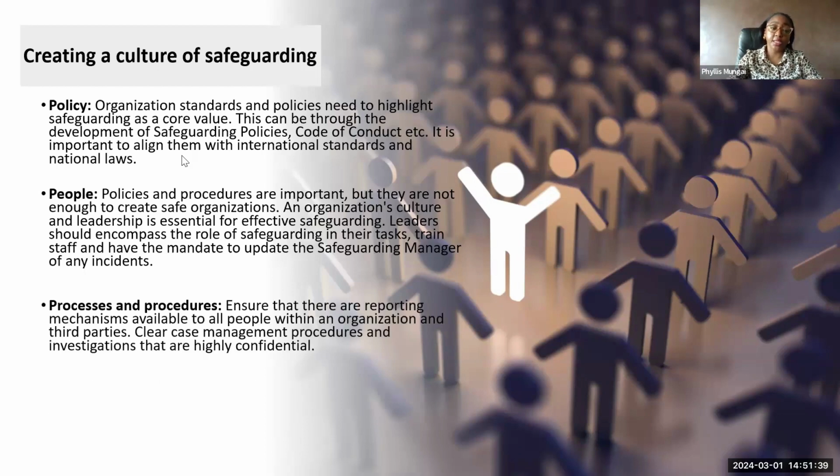Thirdly, we have processes and procedures, and this is where we talk about the whistleblowing process or reporting mechanisms. So you should first have reporting mechanisms that are available to all people within the organization and third parties as well. The processes and procedures should have clear case management processes and investigations that are highly confidential due to the nature of safeguarding.